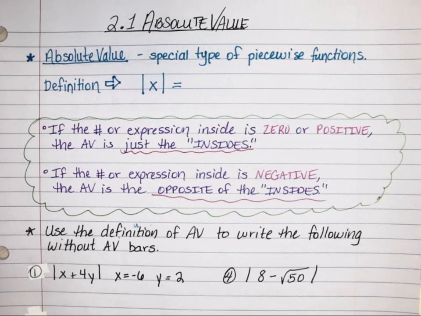We are going to look at the second part of 2.1, which is absolute value and converting that to piecewise and understanding what the definition of absolute value means. Then we're going to look at graphing some absolute value functions.